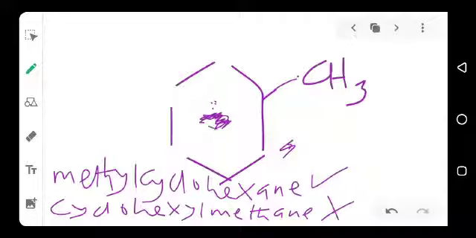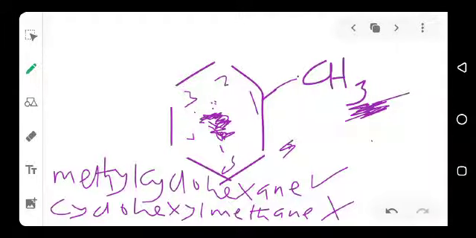So I know that in naming any organic compound, the substituent should come before the parent name. So this methyl group is a substituent. We have to name it first before we put the parent name. So the correct name for this compound is methylcyclohexane. Why hexane? Because we have a 6-membered ring here. That is, it has 6 carbon atoms in the ring structure. We have 1, 2, 3, 4, 5, 6, and hex is 6.